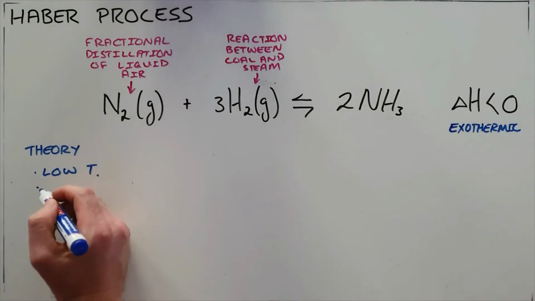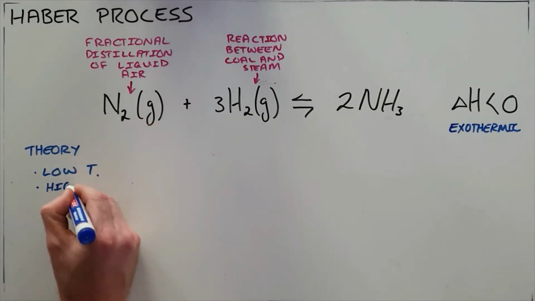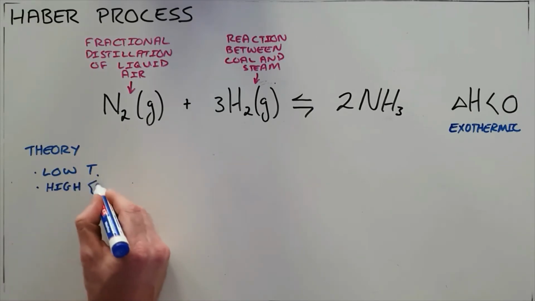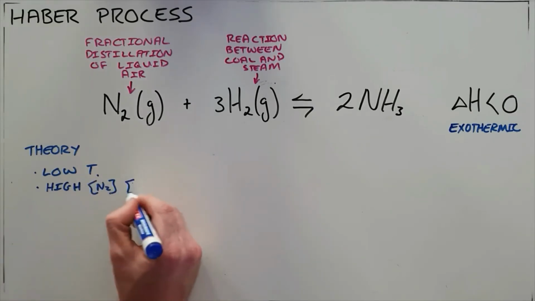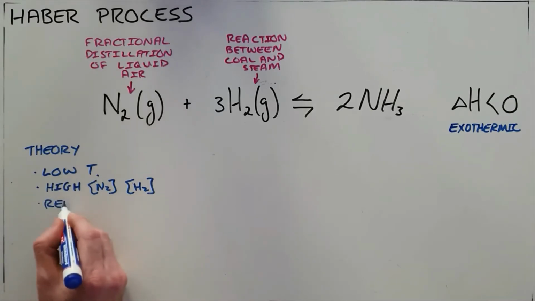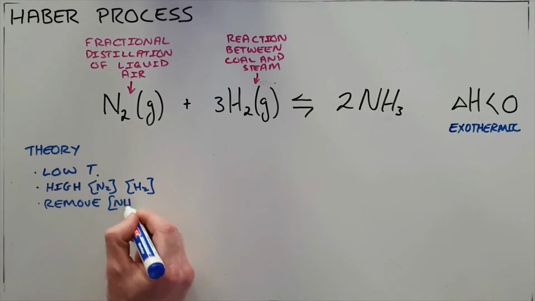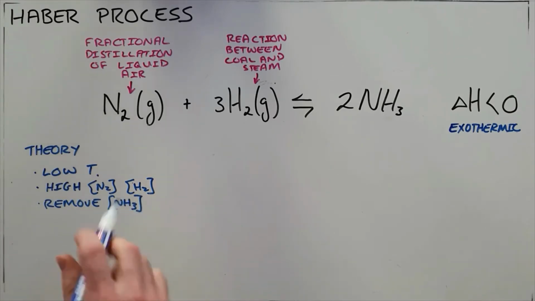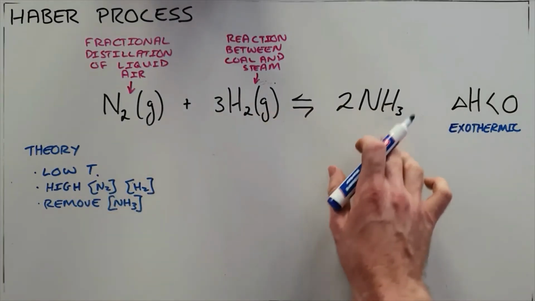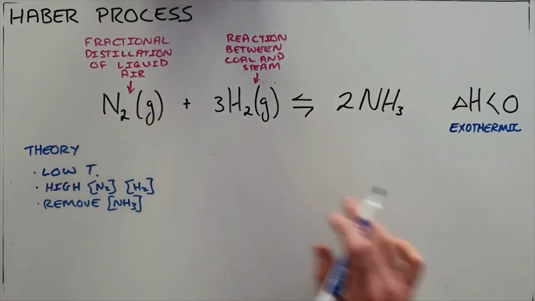The second thing that we would try to do is we would maintain high concentrations of our reactants, those being nitrogen and hydrogen, and we would constantly remove the ammonia that's produced. That way, we are constantly requiring this reaction to favor the forward reaction to produce more ammonia and try and undo that high concentration that we have added.